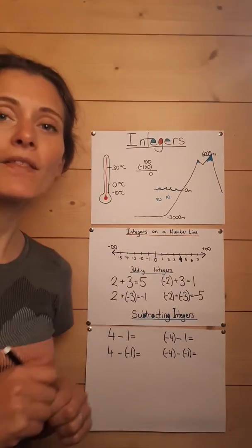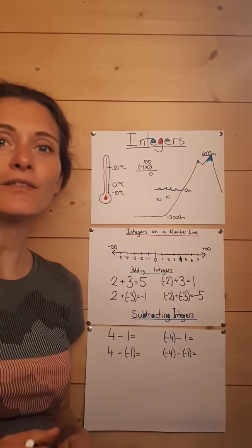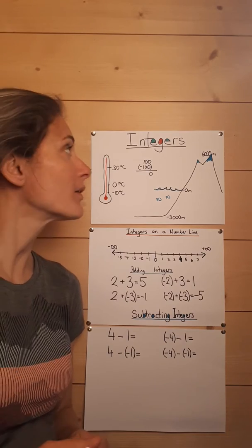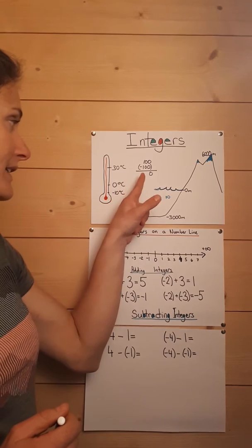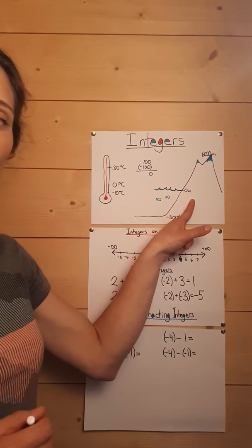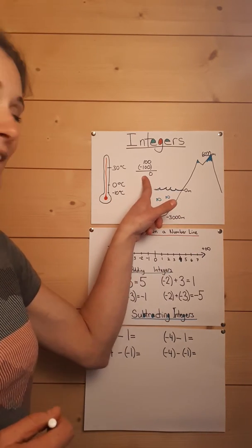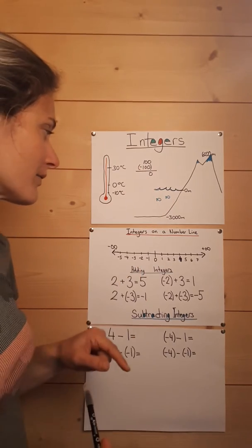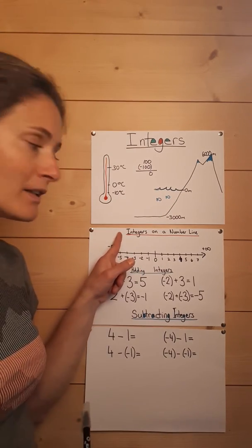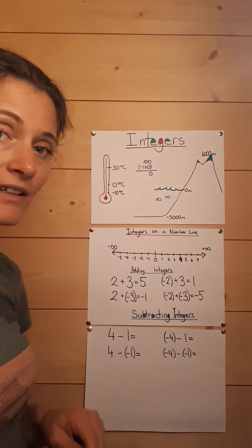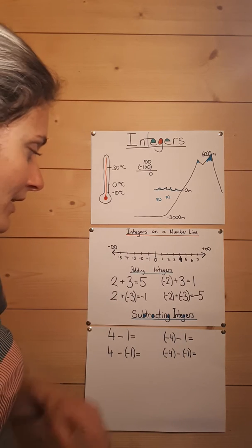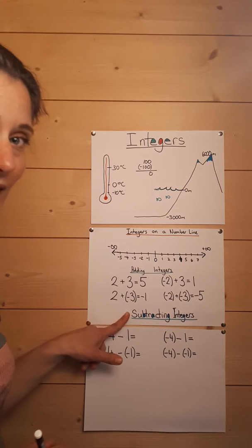Hi students, this is our final video about integers. We've looked at integers, what they are and where we might see them in real life: temperatures, elevations, and dealing with money. We've looked at integers on a number line. We've used that number line to help us add integers. And now we're going to look at what it means to subtract integers.